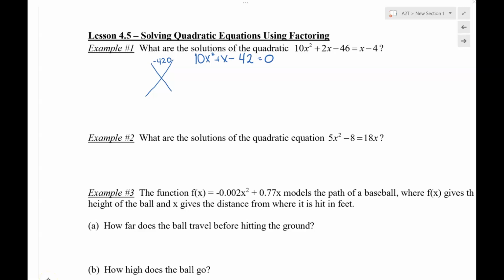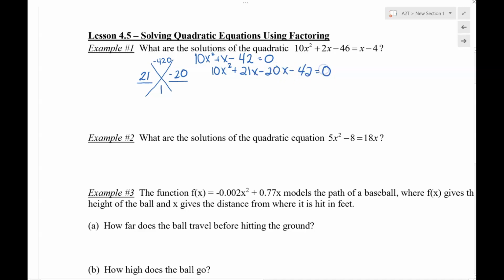So at the X method, A times C goes at the top, so 10 times negative 42. B goes at the bottom. And it's our job to figure out what multiplies to a negative 420 but adds to a positive 1. So for us, that's going to be 21 and negative 20. So since those two numbers add to a positive 1, I'm just going to expand my quadratic, substituting in those two numbers for the middle term.